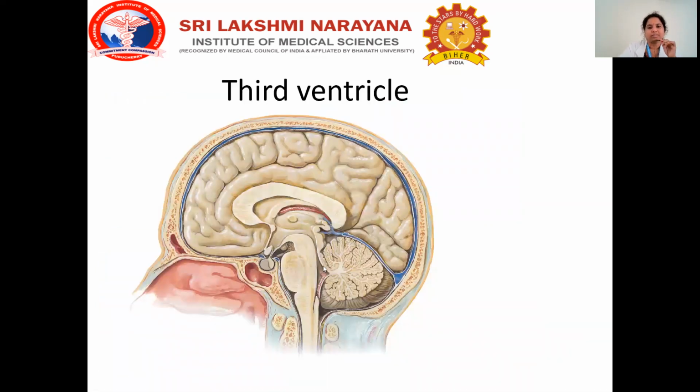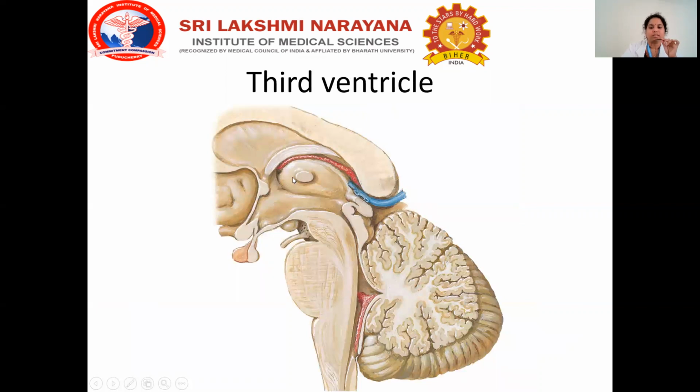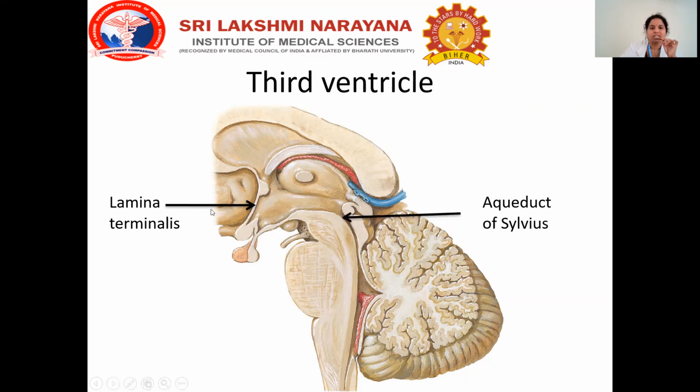Coming to the third ventricle. Third ventricle is a slit-like space present between the two thalamic nuclei. Third ventricle is limited anteriorly by lamina terminalis. Lamina terminalis is considered as the anterior end of the neural tube, or the most cranial end of the neural tube. It extends from lamina terminalis in the front to aqueduct of Sylvius posteriorly.